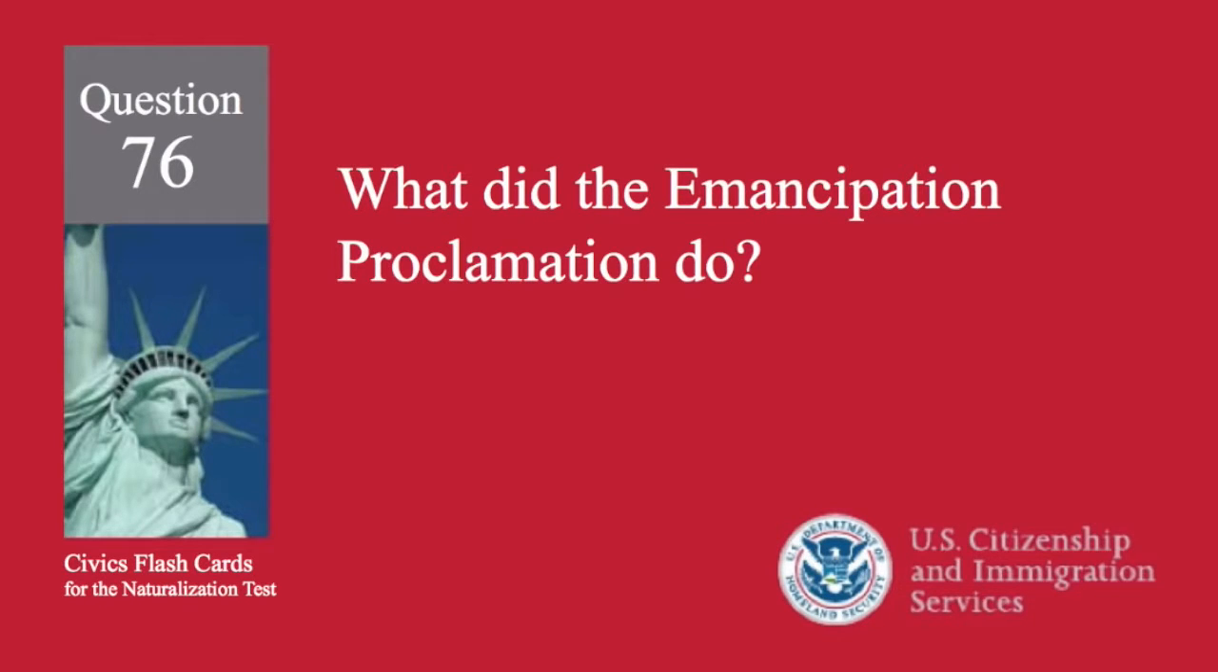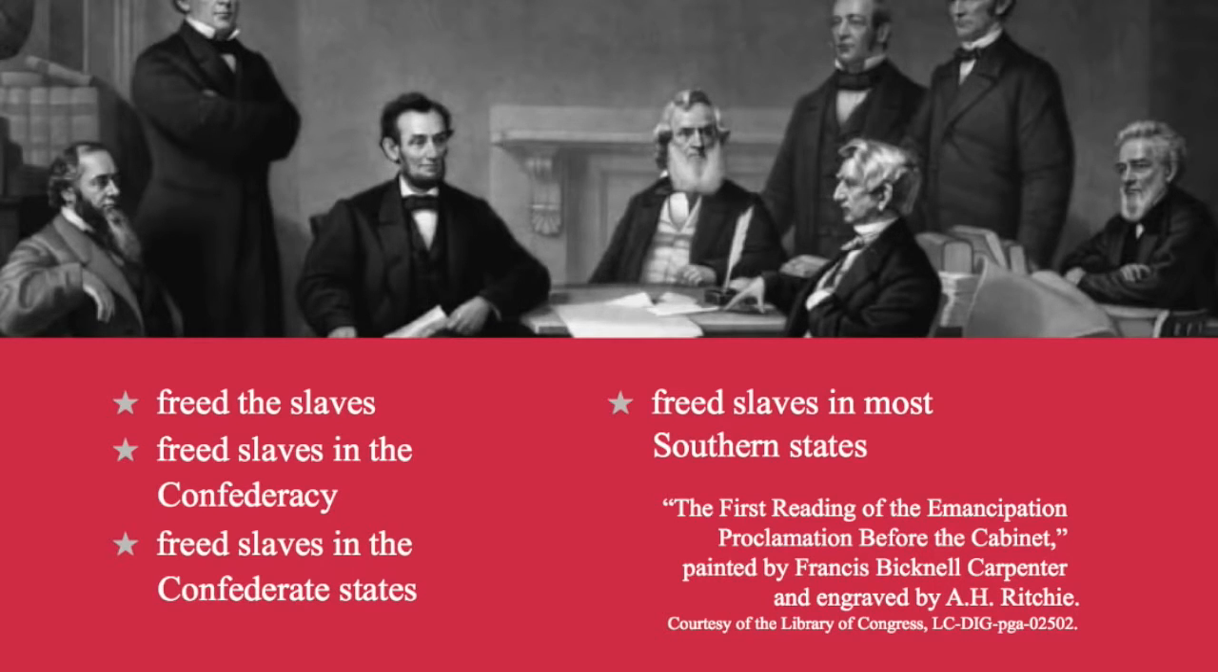What did the Emancipation Proclamation do? It freed the slaves. It freed the slaves in the Confederacy. It freed the slaves in the Confederate States. It freed slaves in most southern states.